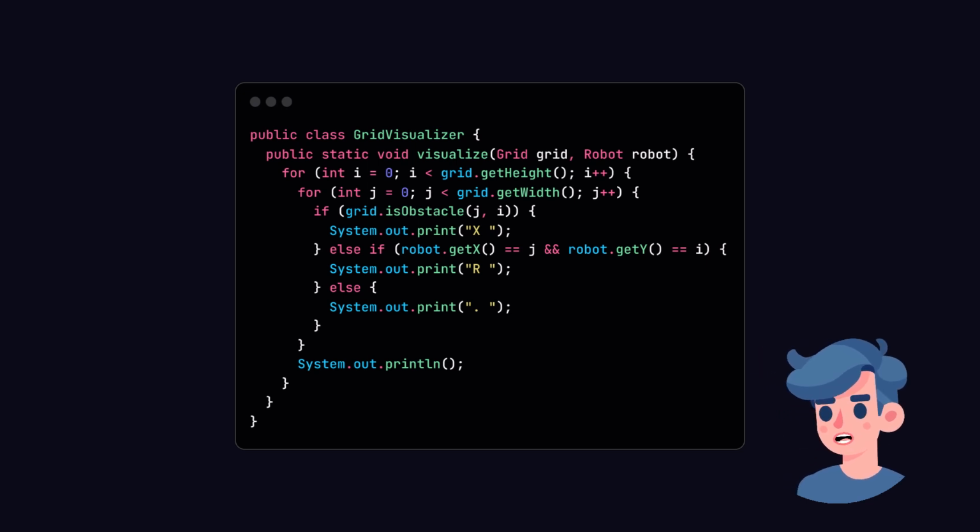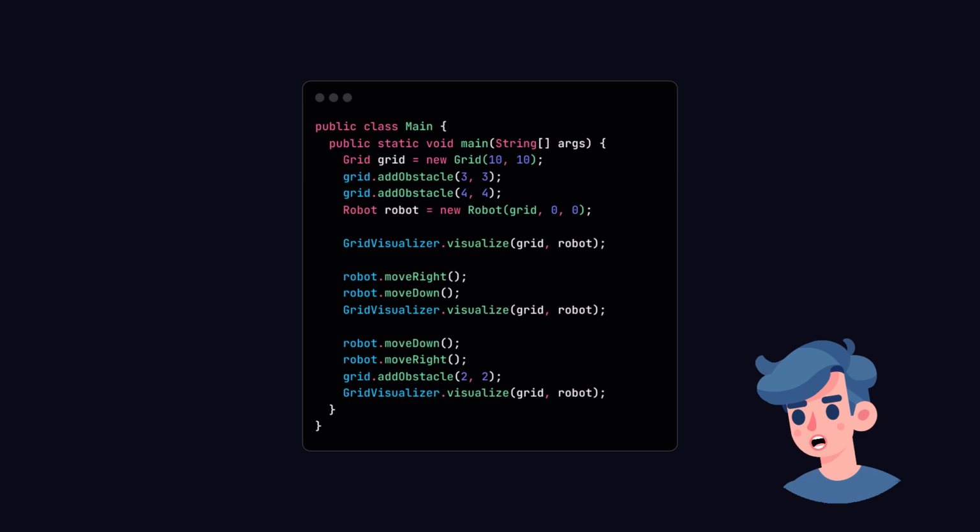Next, let's implement a simple way to visualize the grid. We've created a grid visualizer class that will print out the grid. The robot will be represented as an R and obstacles as X.